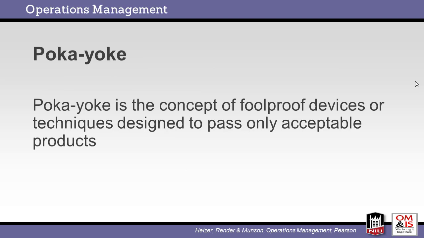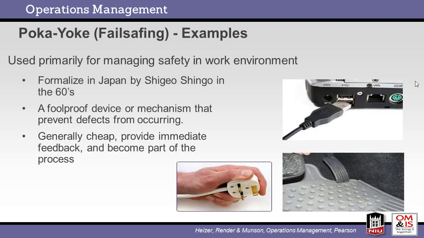Poka-yoke is a method to create test fixtures and devices to quickly and accurately check the function of a product so that acceptable product moves forward in the process. Examples of fail-safing are shown here. Classic go-no-go gauges in the tooling industry are well known. Examples that we see every day include three-pronged electrical plugs. They can only be inserted into the outlet one way, the correct way. Additionally, USB connectors only go in one way.